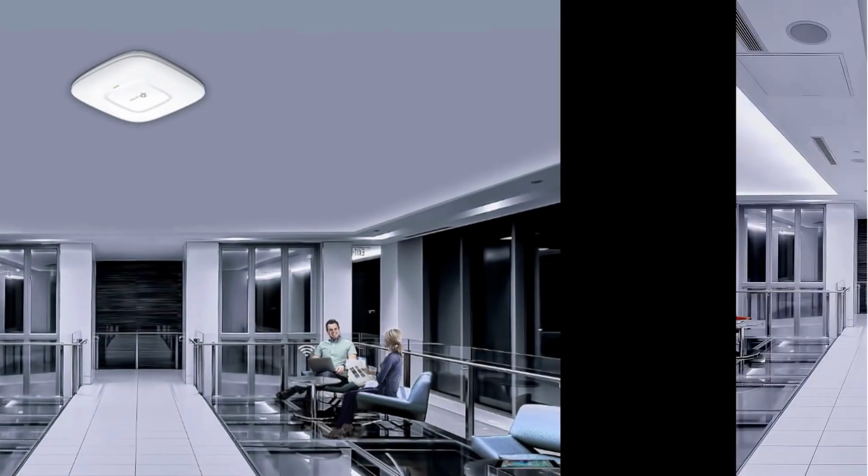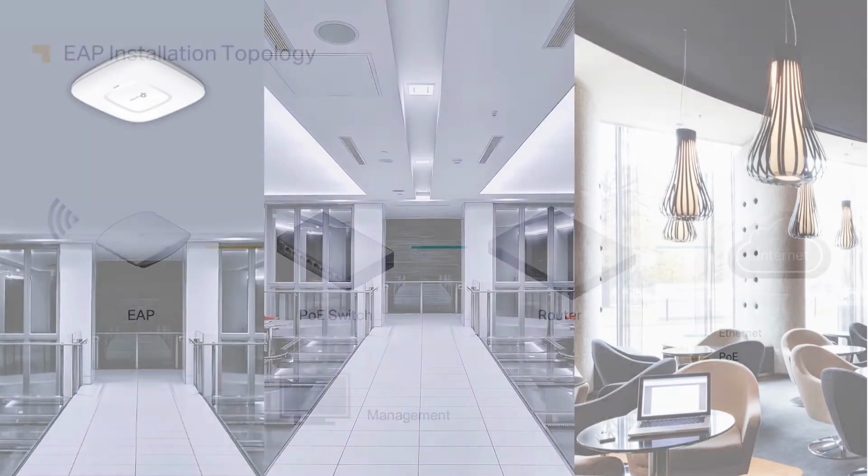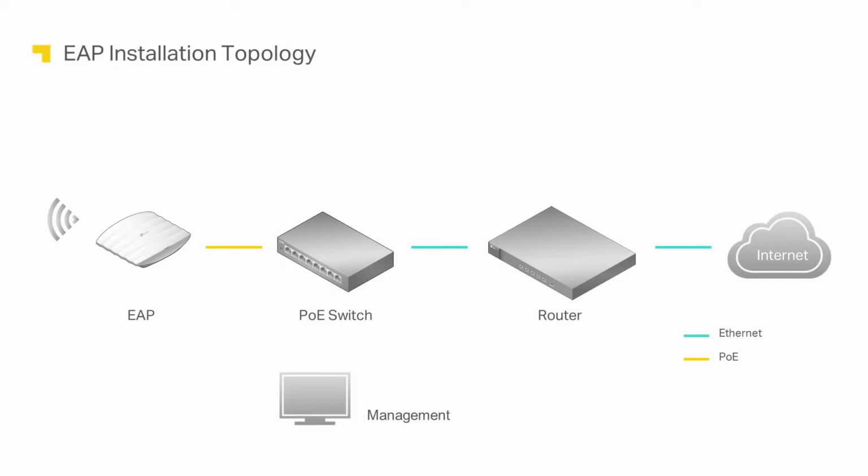Hi everyone, in this video we'll demonstrate how to install and configure an EAP in your office or home. First, let's take a look at a typical network topology. The EAP receives data and power from a PoE switch. A computer is required for management, and a router for internet access.